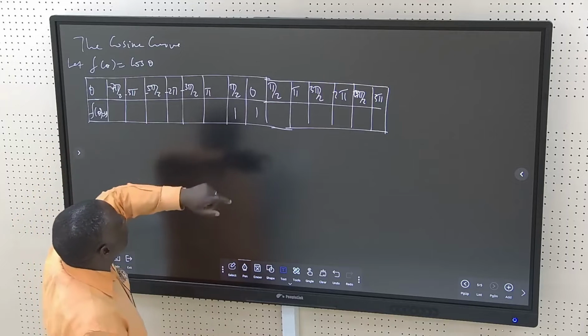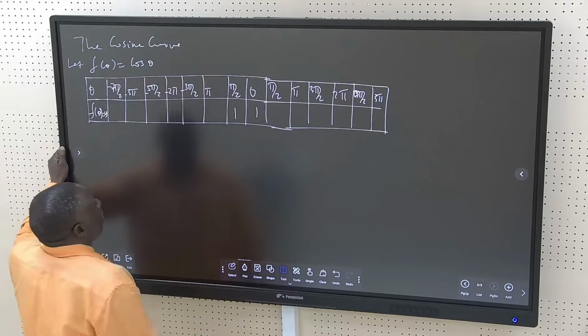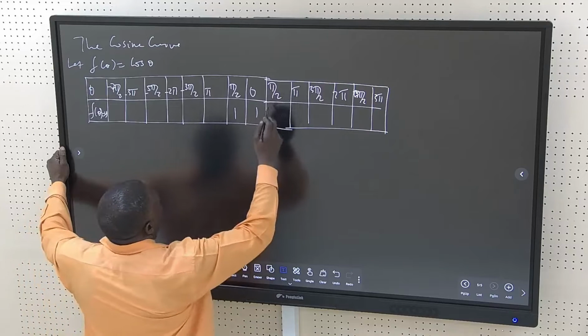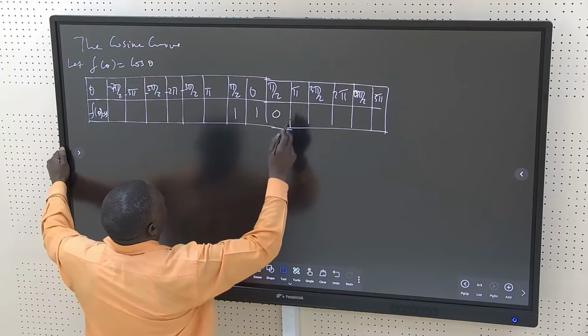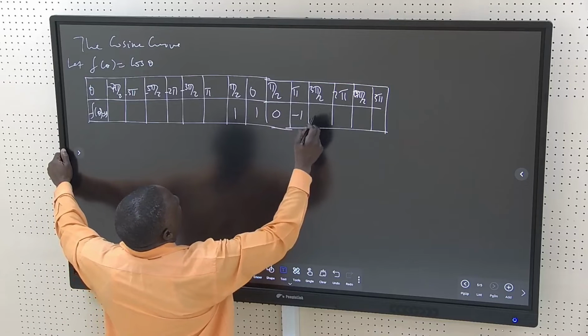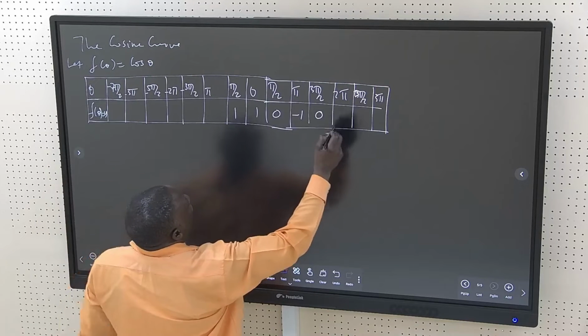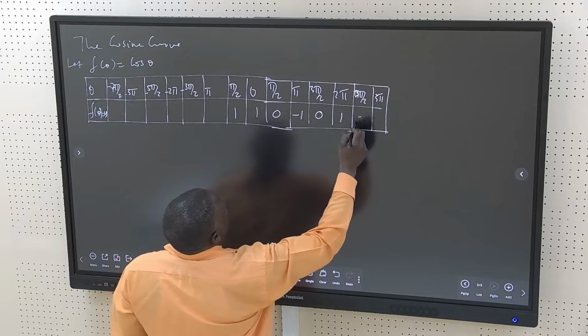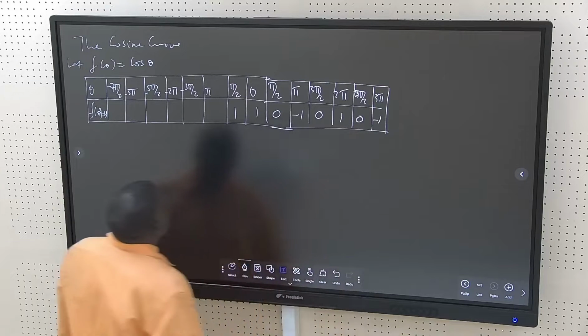When theta is 0, the value of cosine is 1. But when it is pi over 2, this is 0. When it is pi, it is negative 1. Here is 0. This is 1. This is 0. This is negative 1.